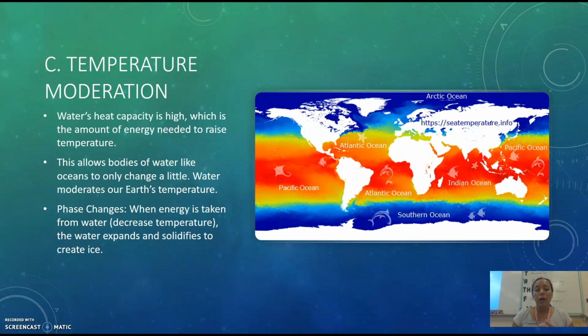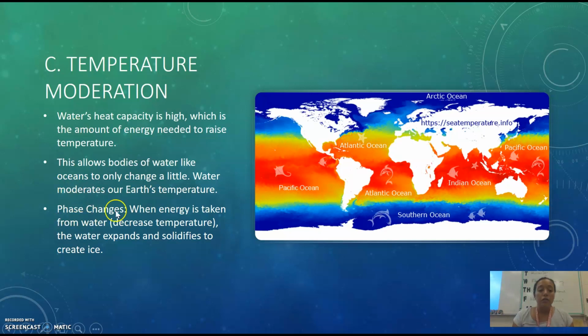Temperature: water moderates our temperature on Earth. Water has a high heat capacity. What that means is you need a lot of energy to change its temperature. I don't know if you know, but the Gulf of Mexico will stay warm for a very, very long time, even after the summer, because it takes a long time for it to cool off. It's just going to keep that temperature a long time. And that way it helps us to moderate our Earth's temperature.